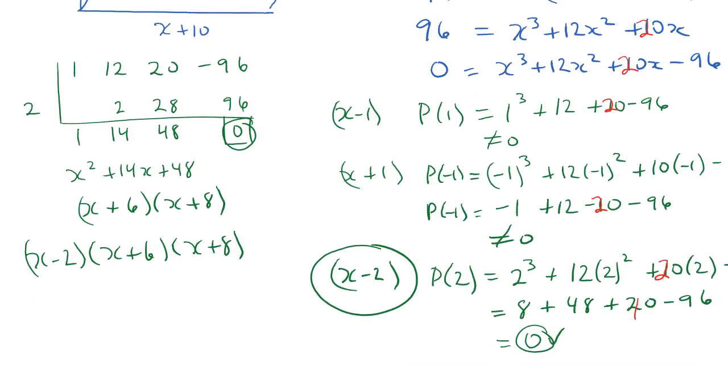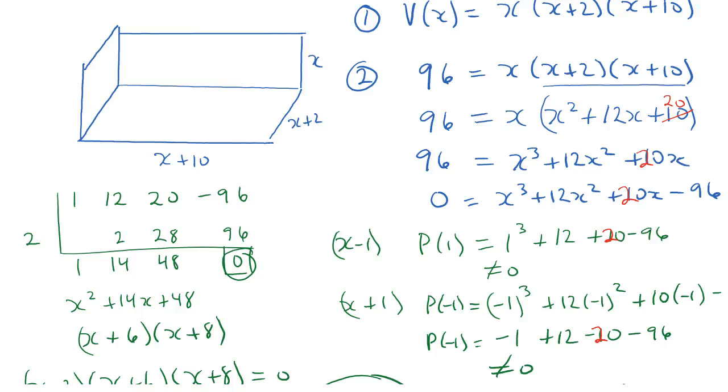So my possible values of x is x equals 2. Like, when would this be equal to 0, right? That's what we were working at. When x is 2, when x is equal to negative 6, and when x is equal to negative 8. But are all those values acceptable?